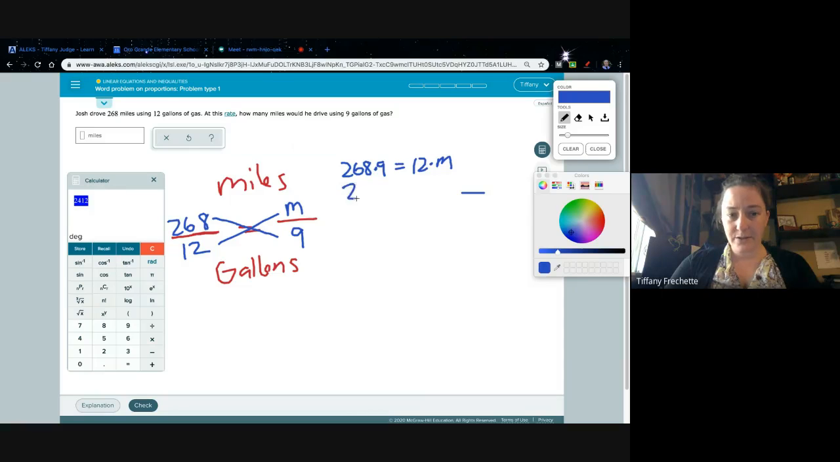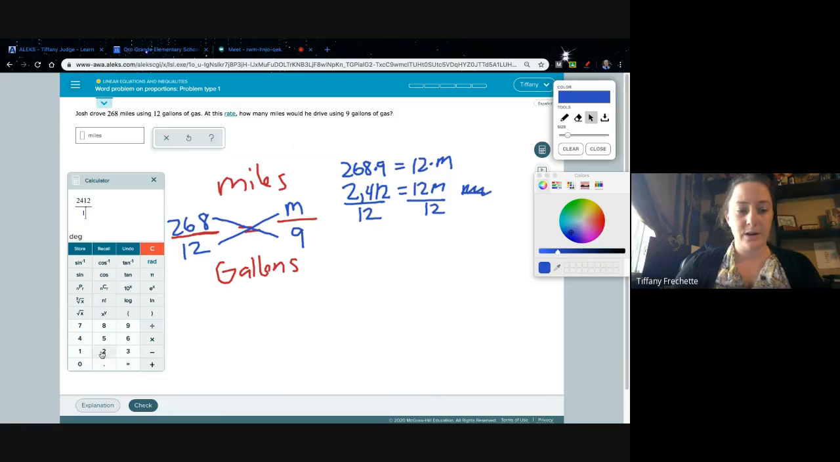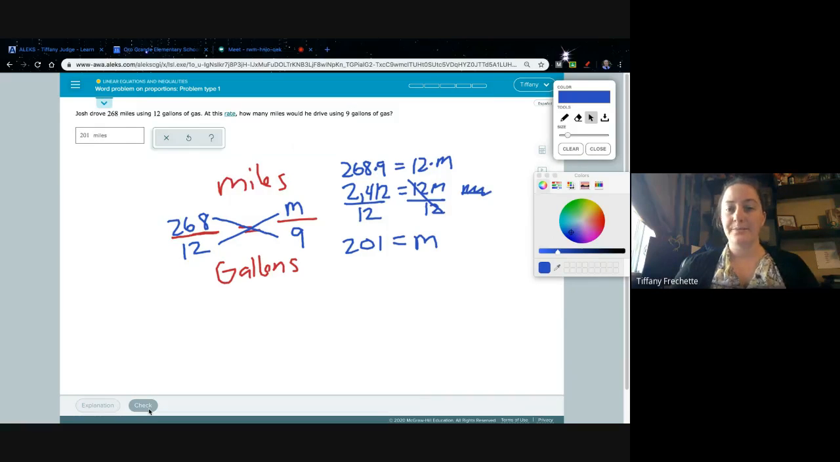So I get 2,412 equals 12M. And ignore this, this was me trying to move the calculator. All right, so then we divide by 12 on both sides, and we get, let's see, so it's already in here, so I can click divided by 12 equals, so I get 201 equals 12 divided by 12 cancels, M, and this is miles. So I know he can go 201 miles on 9 gallons of gas at that same rate. So we check it, and we're good.